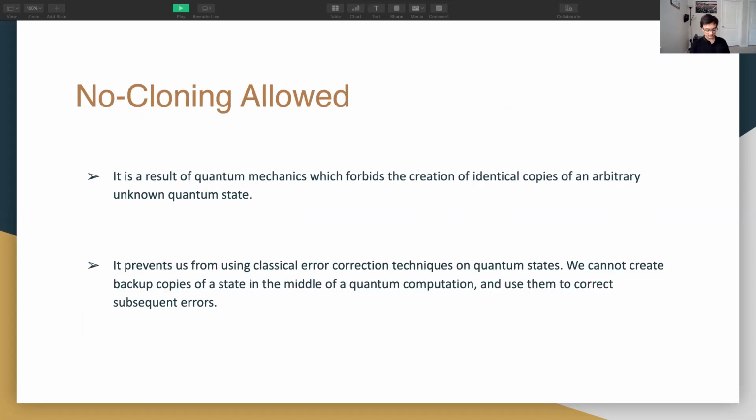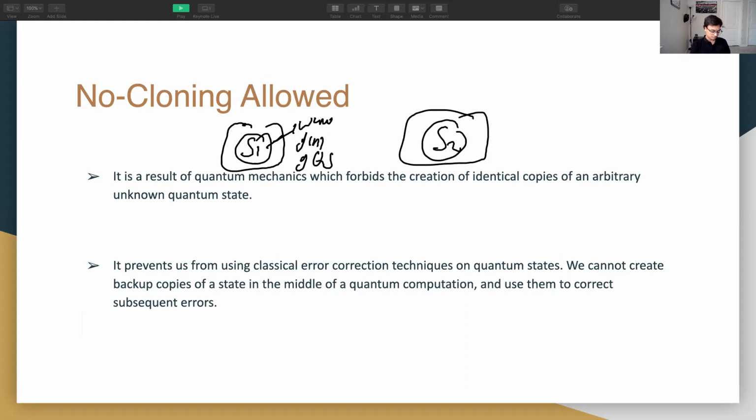And then the third one, we say that there is no cloning allowed. There's no cloning of the quantum state allowed. Quantum mechanics forbids the creation of identical copies of an arbitrary unknown quantum state. So what I'm trying to say is, if in one of my isolated systems there's a wave function of a quantum state, I just can't create the identical wave function. I can't just copy paste it to a new system, and I can't achieve that same identical quantum state.